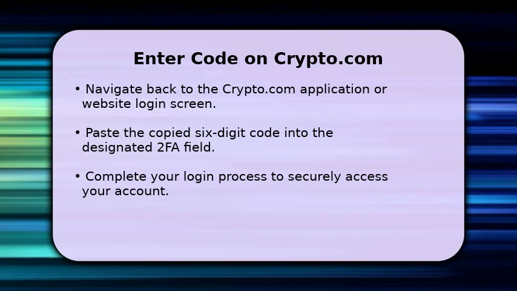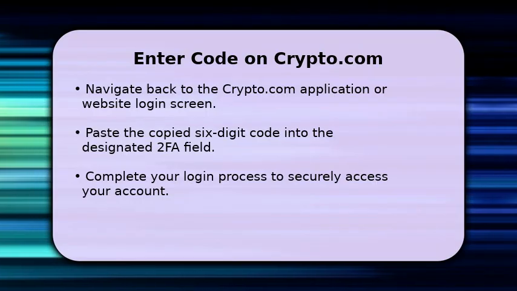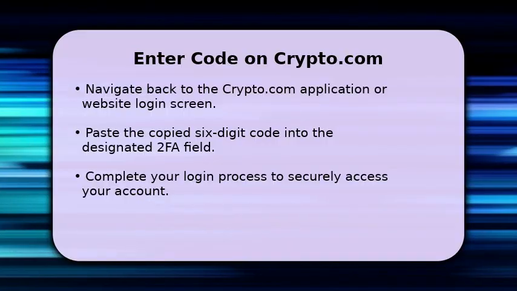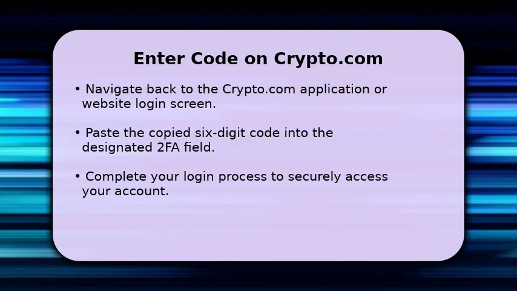Finally, return to the crypto.com application or website where you are attempting to log in. You will find a dedicated field for your two-factor authentication code. Paste the 6-digit code you just copied from your Authenticator app into this field. After entering the code, proceed with your login. This final step grants you secure access to your crypto.com account, protecting your investments with robust security measures.